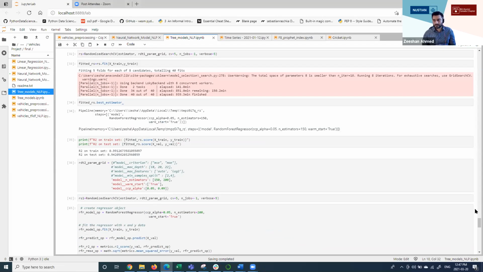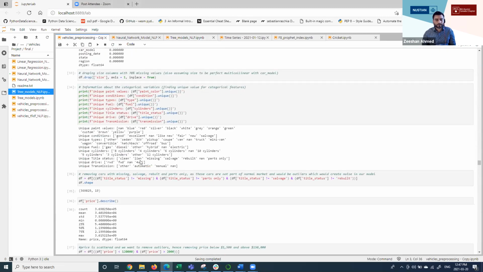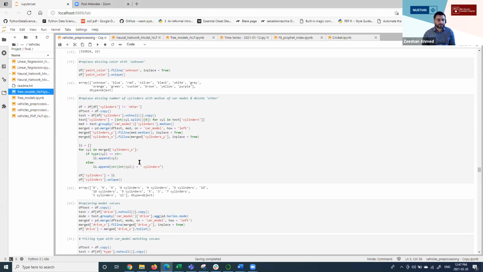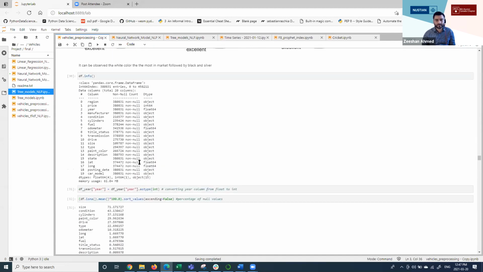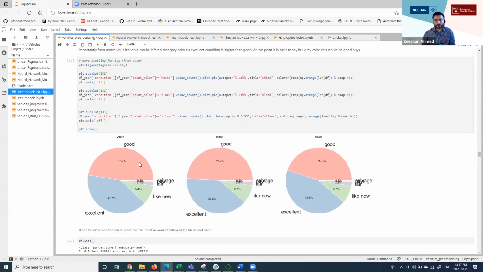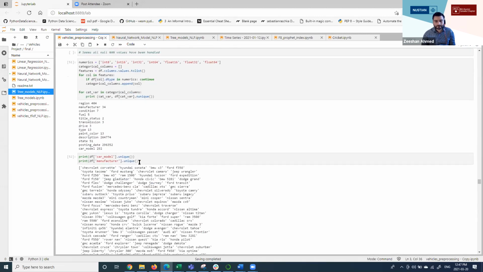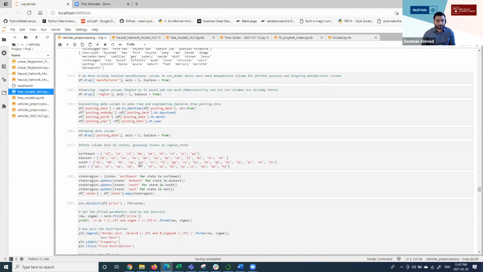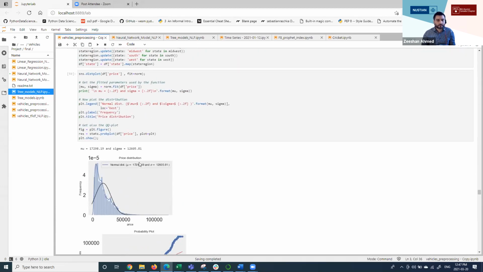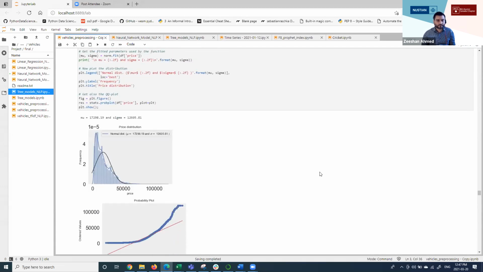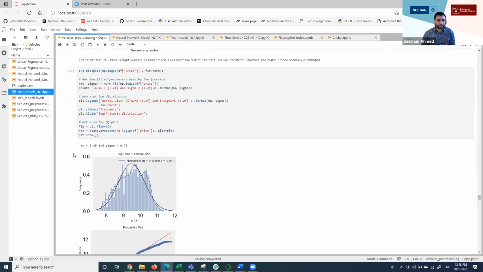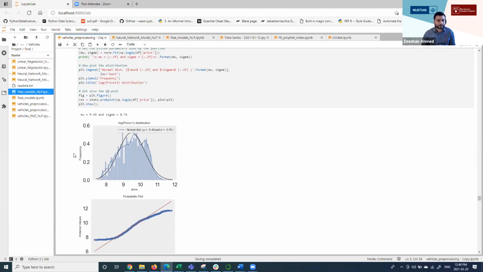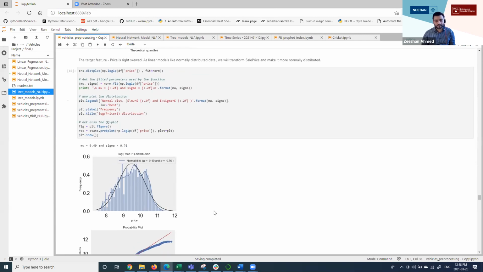So while I was doing pre-processing, your dependent variable has to be checked to see if it's normally distributed or not. The dependent variable is what you're trying to predict. I found out through this normal distribution plot that it was right-skewed.